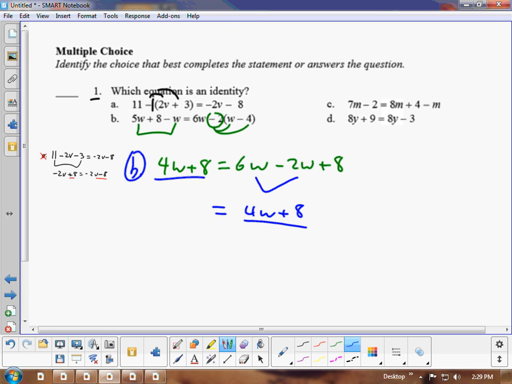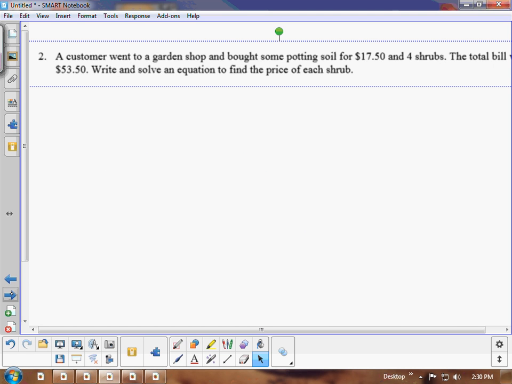And you can stop there. You can go ahead and try C and D on your own, and you'll see that they don't work out either. So that's what you have to do on the quiz tomorrow. Moving on to question number 2, which is like the quiz last week.